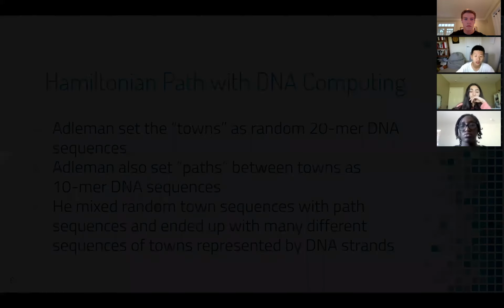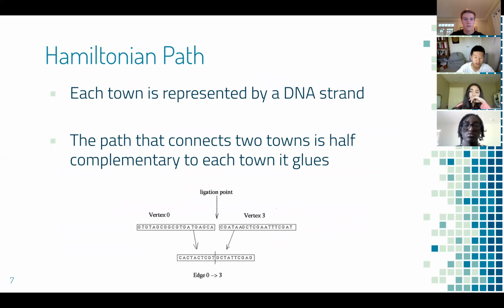So how does this work? As I said before, each town is represented by a DNA strand, and the path that connects two towns is half complementary to each town it includes. For example, in the image, vertex 0 is representing town 0, and vertex 3 represents town 3. And here we have an edge 0 to 3, which is the path between vertex 0 and vertex 3. As you can see, half of the edge is complementary to vertex 0, and the other half is complementary to vertex 3. And when they bind, it will allow vertex 0 and vertex 3 to attach to each other. And this is how the towns are attached. And if you do it many times, you'll get many different combinations of towns.